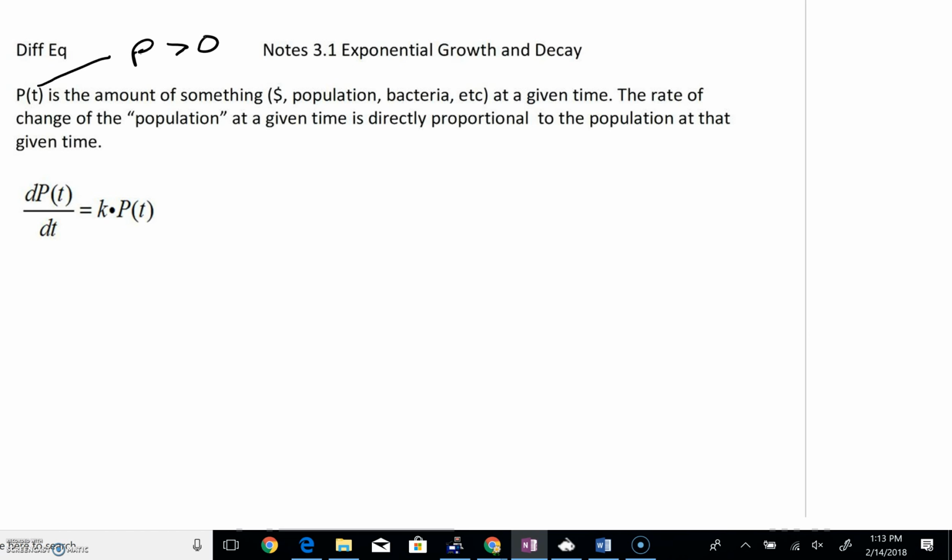And the rate of change, wow, that's what calculus is all about, isn't it? dP/dt, how the population is changing with respect to time, is directly proportional. That means there's some fixed constant that you're going to multiply to the population. So here's that constant that we're talking about. When you're directly proportional, it's some fixed number, could be positive or negative. So dP/dt is equal to k times P of t.